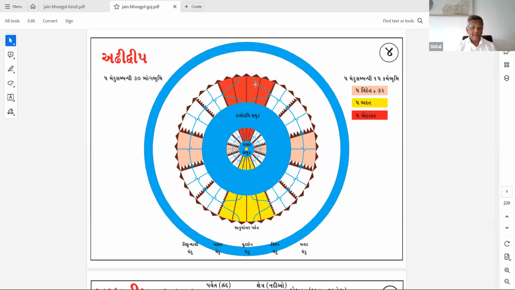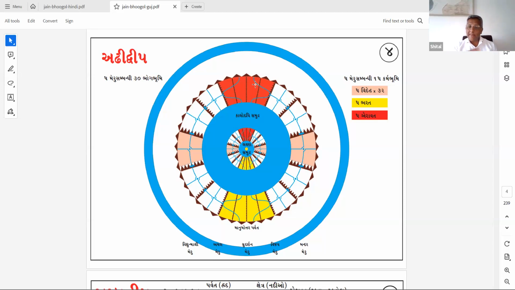I'm going to do some maths. 68. Okay, very good. You got it in one. How many Tirthankars in Jambudweep, at the maximum? 34. Very good, 34. So one Meru can hold 34 Tirthankars.